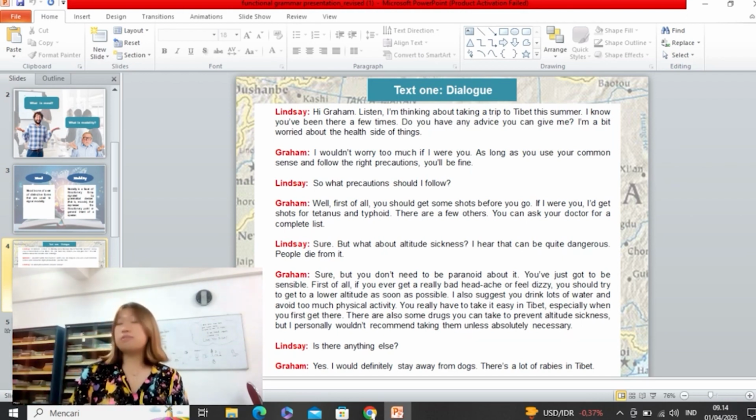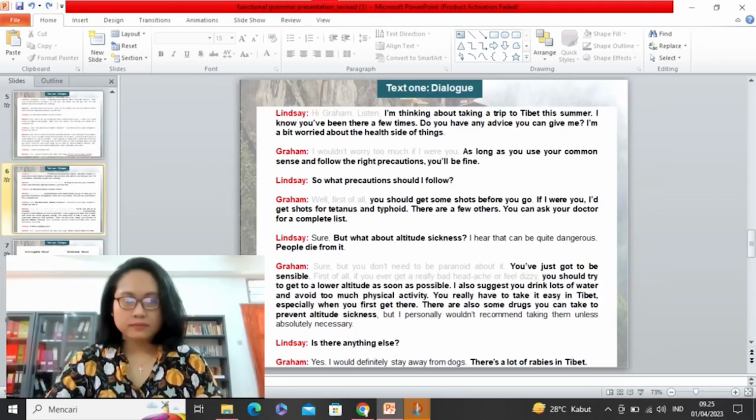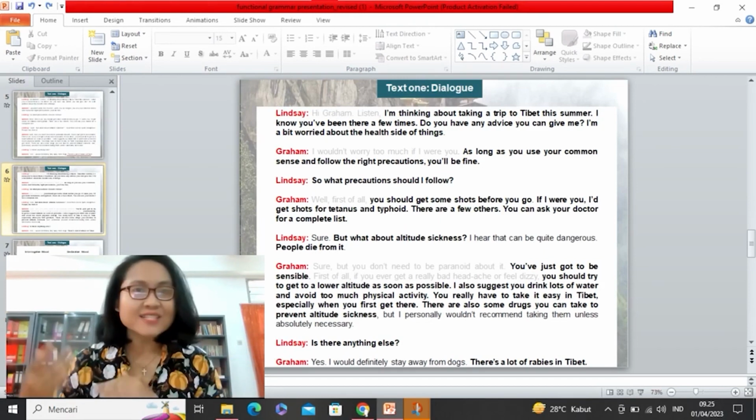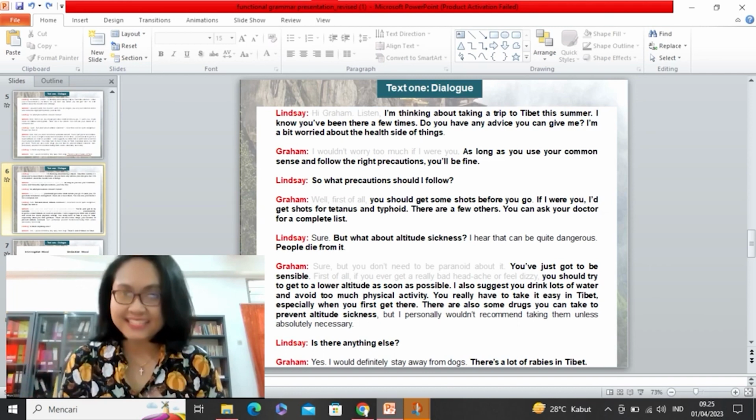All right, so everyone has finished reading, and as you have read and analyzed, there are two people in this dialogue: Lindsay and Graham. You obviously know what they are discussing, and the theme is really obvious. The theme is basically about traveling to Tibet, based on the text. Now let's discuss mood and the functions expressed in the text.